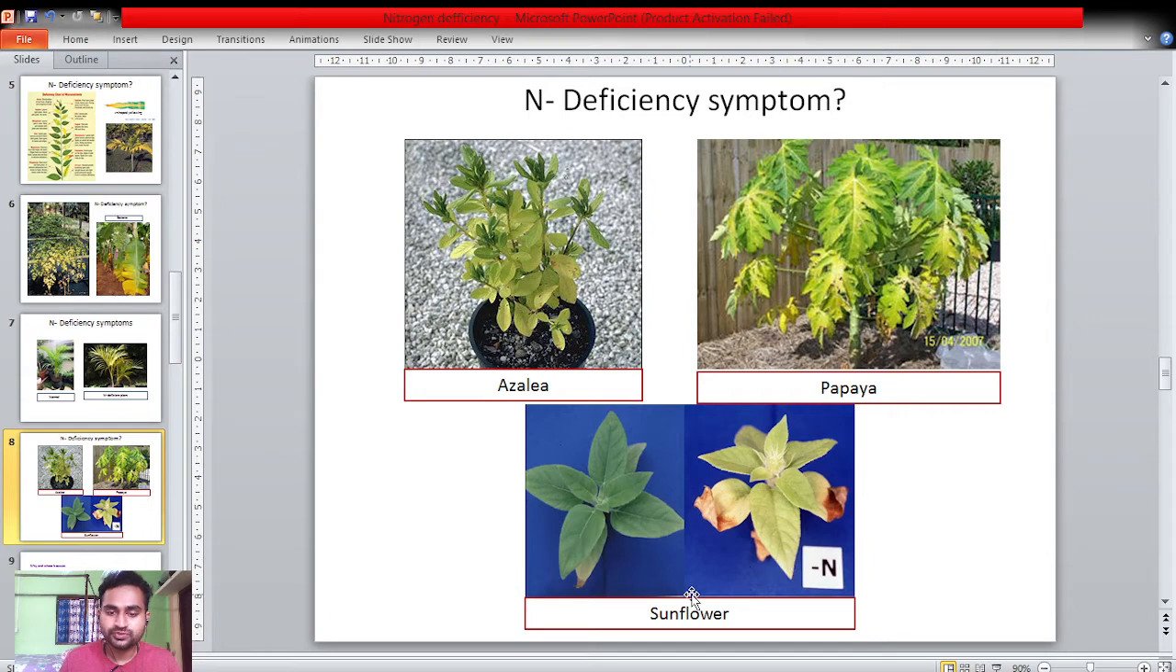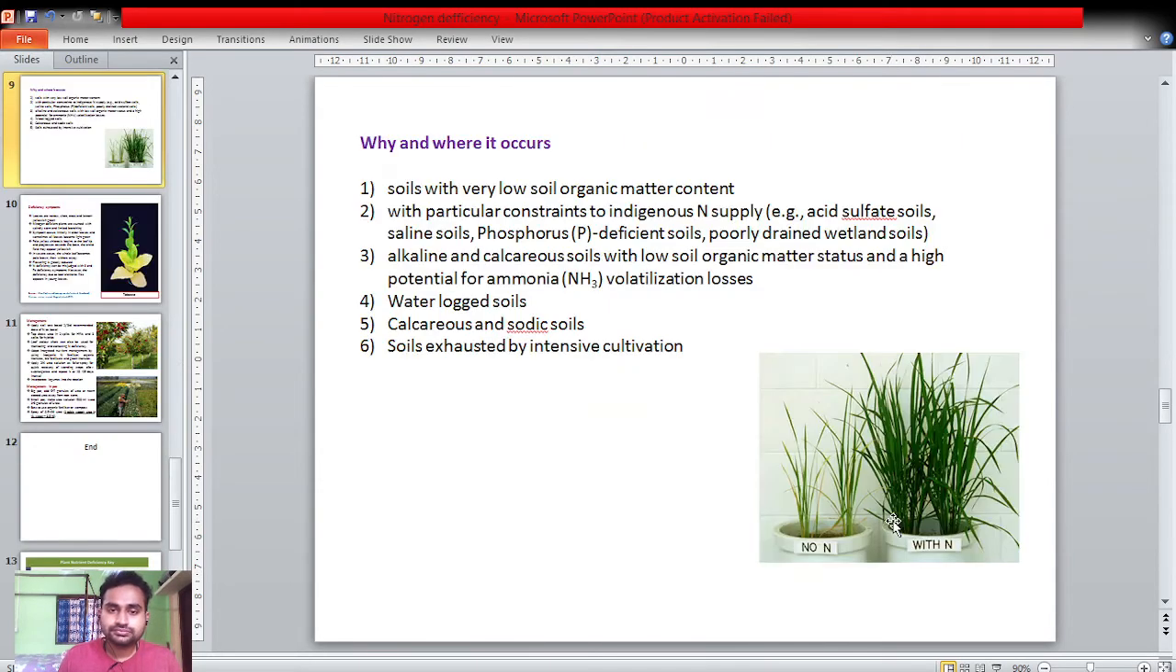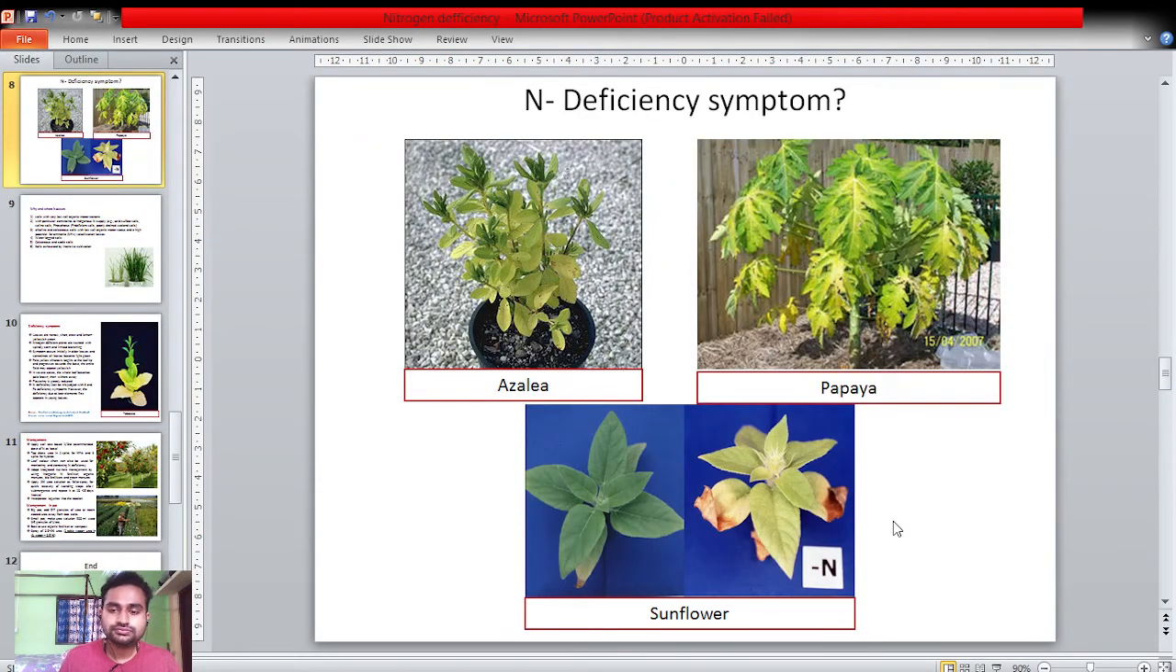At the bottom there is a sunflower plant. The left side is a control plant, that means no deficiency symptom, but the right side is minus N, that means there is a deficiency in N, meaning nitrogen. In deficiency, the lower leaves first get yellow, and after getting yellow they get brown, that means they are dying. After dying they fall down, so the lower leaves senesce, and only the topmost leaves remain green. So here we'll end today's presentation.